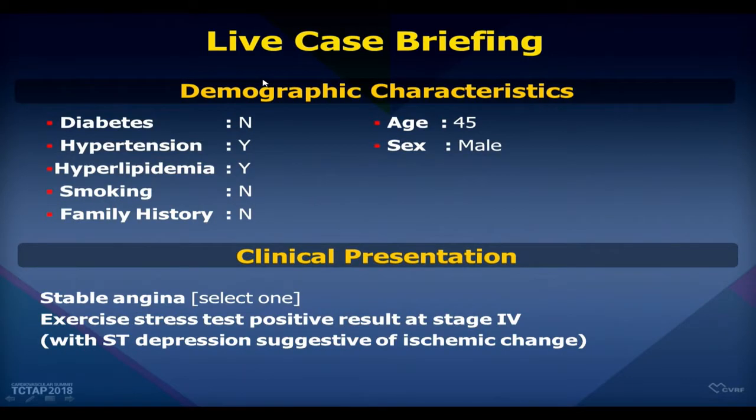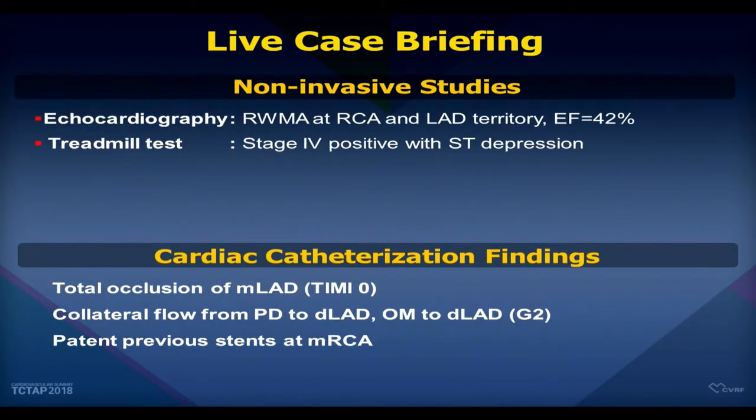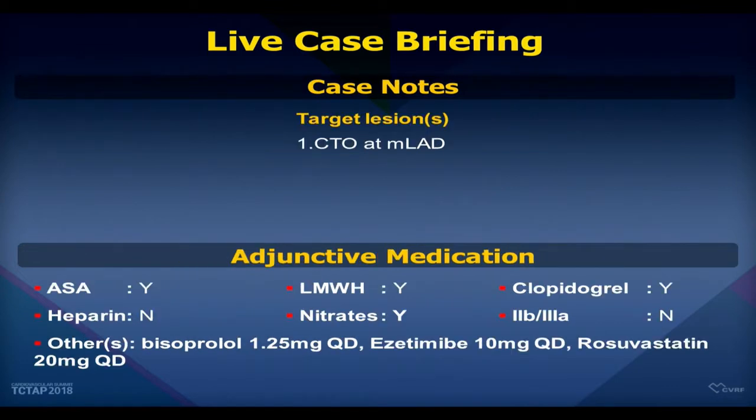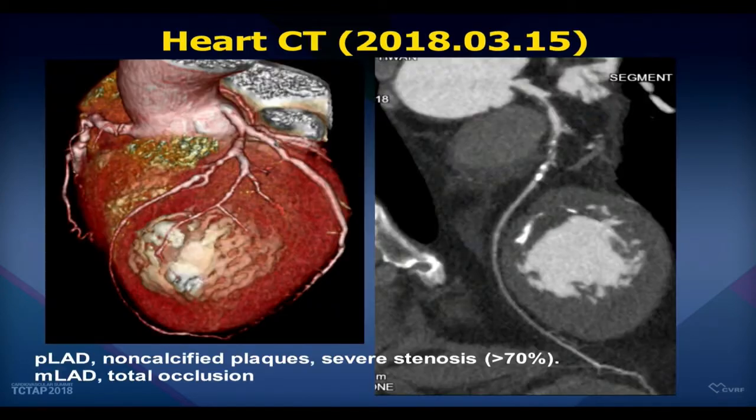We tried the exercise test. It was positive. Next. Echo showed an ejection fraction of 42% and reduced wall motion abnormality in the ICA and LAD territories. Today's target lesion is the middle LAD. Next. This is the medication.